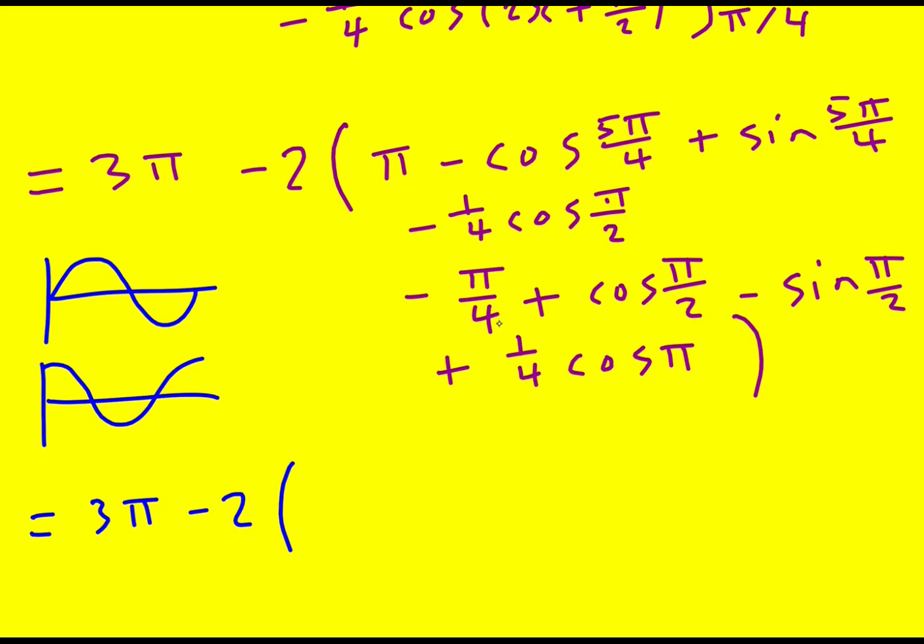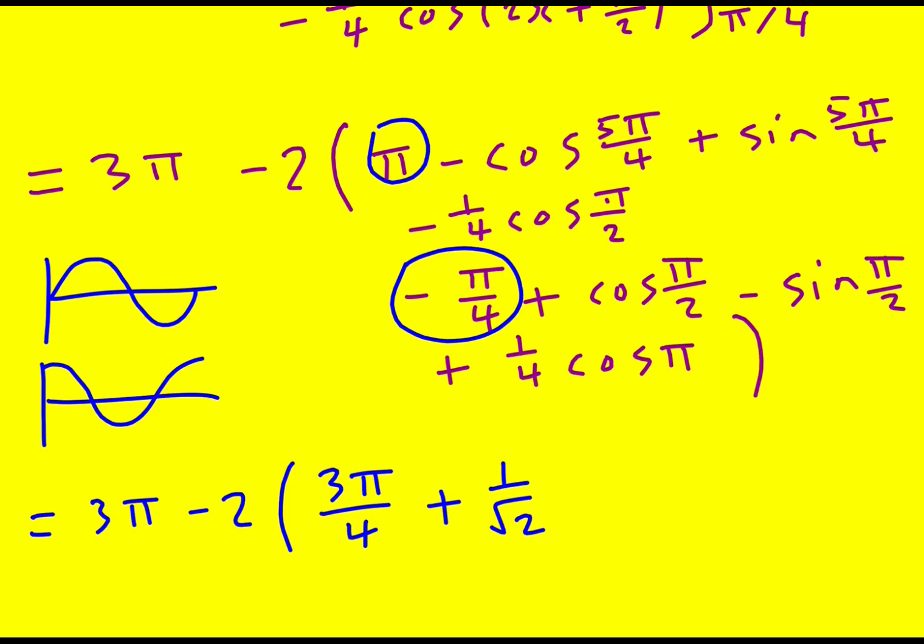First of all, I can combine the pi and the minus pi over 4, so that's going to become 3 pi over 4. So I've dealt with this and this. Then I'm going to minus cos of 5 pi over 4. Remember, cos of pi over 4 is 1 over root 2. This is going to become minus 1 over root 2, so it's going to be minus 1 over root 2, so plus 1 over root 2. But sine 5 pi over 4 will be minus 1 over root 2. So those will cancel. And then I'm minusing 1/4 cos pi over 2, but that is actually just equal to 0.